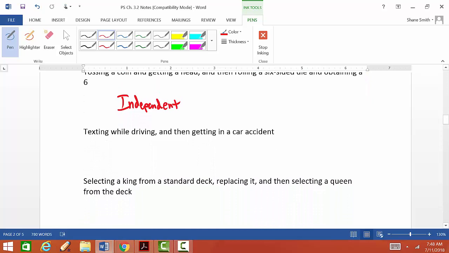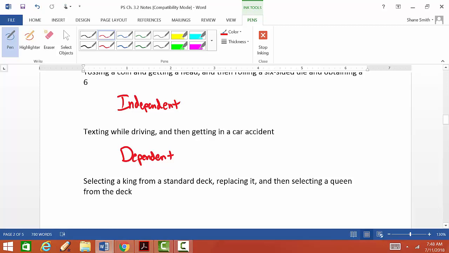What about texting while driving and getting in a car accident? I hope everybody said dependent for this one, because we all know, or we should know, that if you text while driving, then you are more likely to get in a car accident. This happens all the time. So you shouldn't be looking at your phone when you're driving, kids.